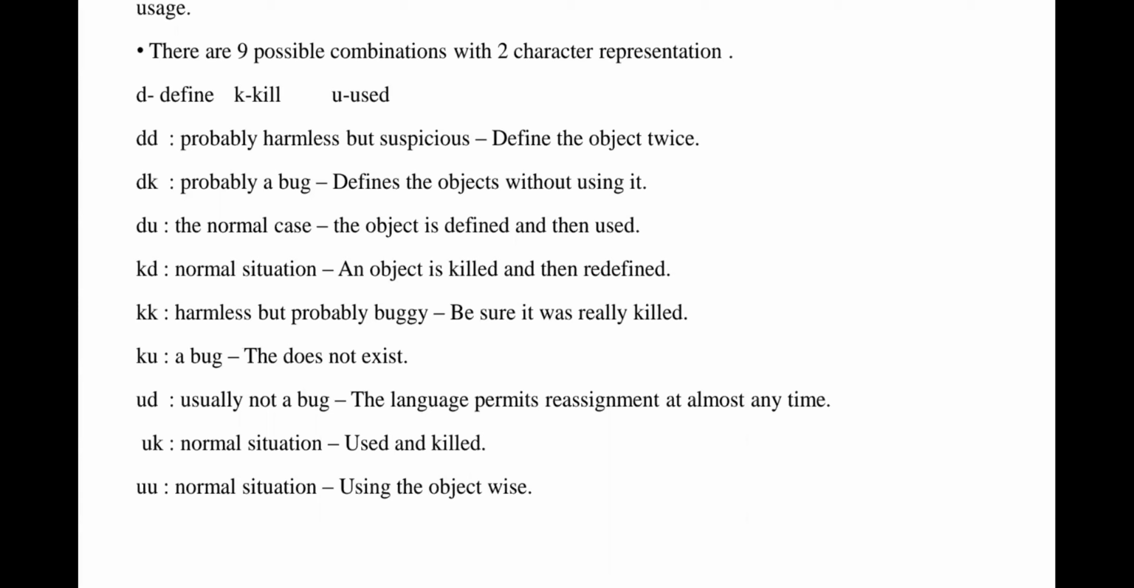These are the different representations, 9 possible representations with 2 characters. One is DD, defined twice. DK is nothing but defining and killing. DU is nothing but defined and usage. KD is nothing but killed and defined. KK is nothing but double kill, repeatedly killing. KU is nothing but the object is killed and you are trying to use it. UD is nothing but usage and defined. UK is nothing but used and killed. And the last one is UU, using the object twice.